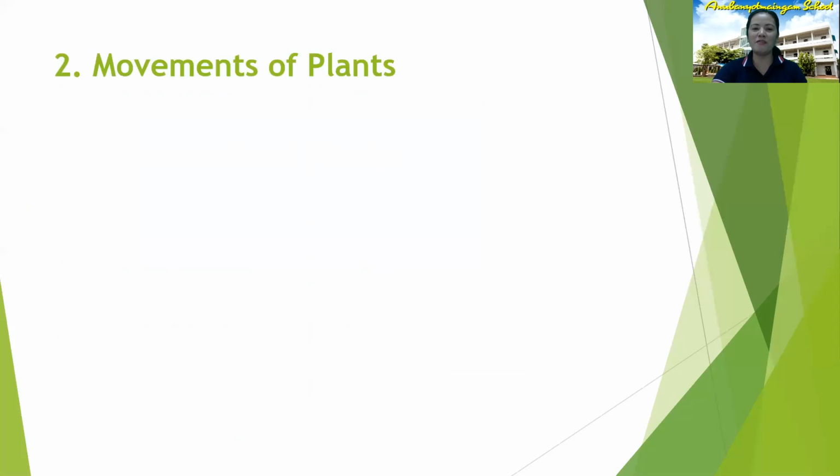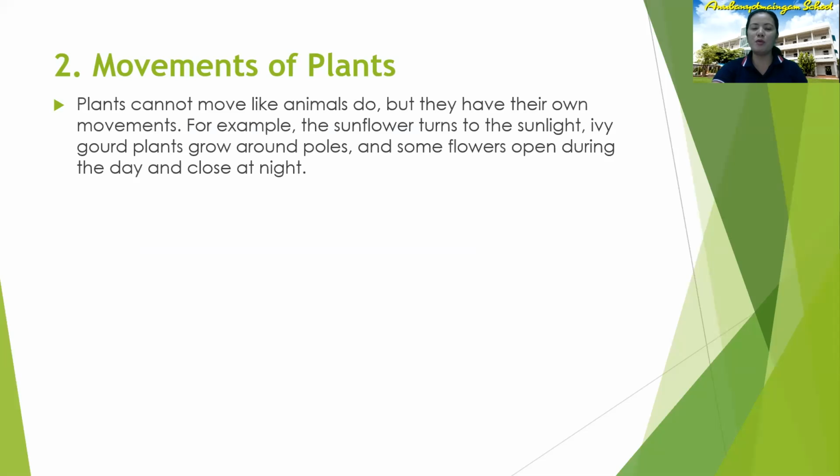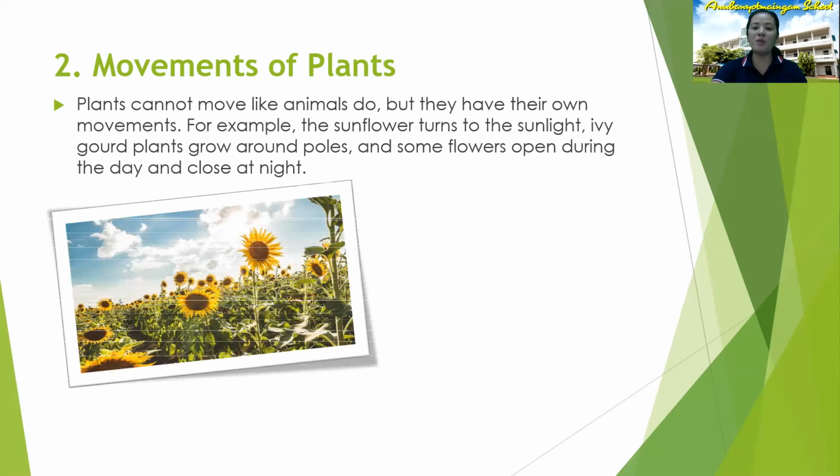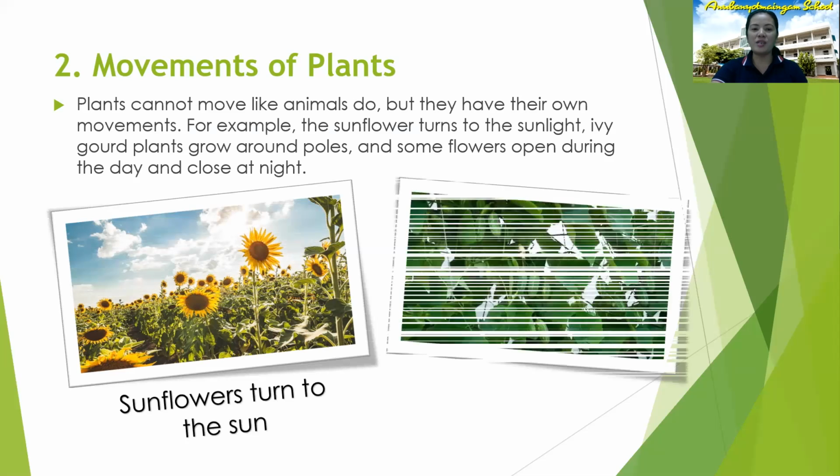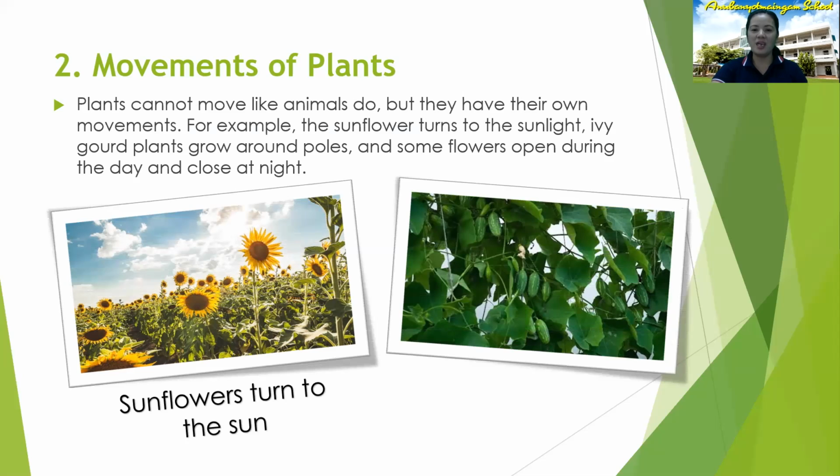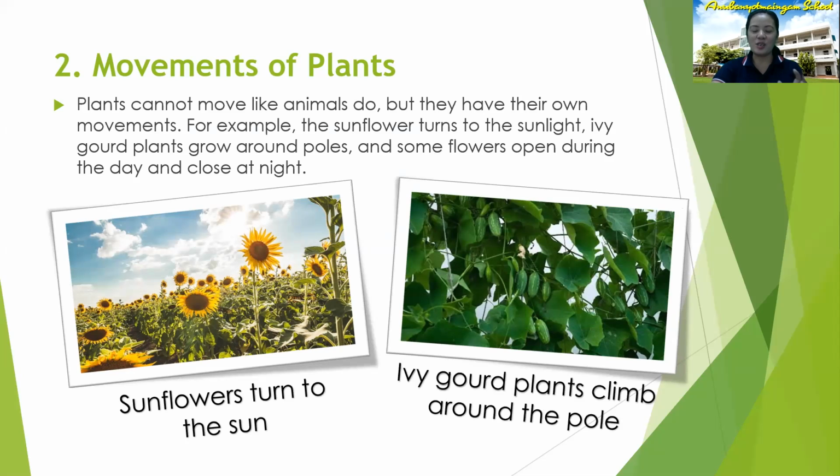Number two is movements of plants. So how does those plants move? Plants cannot move like animals do, but they have their own movements. For example, the sunflower turns to the light, and the ivy gourds plants grow around poles. And some flowers open during the day and close at night. Okay, so those are the examples of the plants that have their own movements.